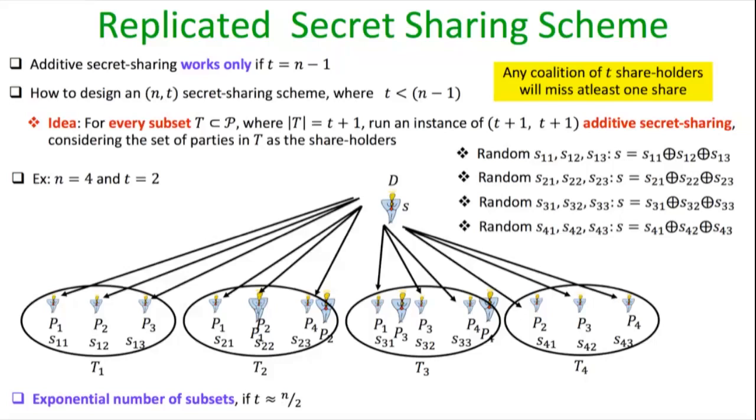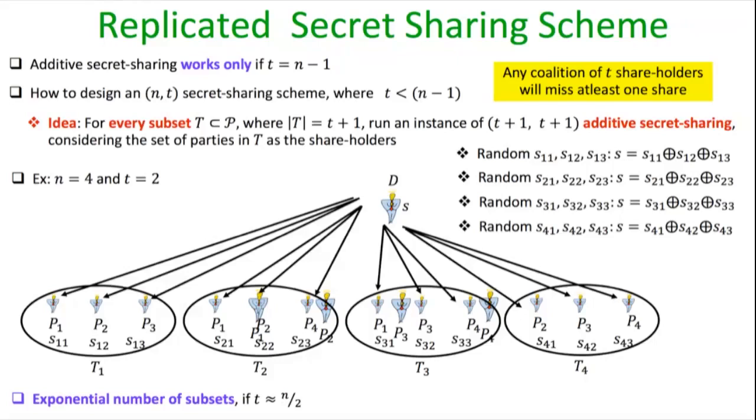So what I'm doing now here is I'm dividing the set of 4 participants into groups of size 3. So the first group has 3 participants, P1, P2, P3. The second group has participants P1, P2, P4. And the third group has the participants as P1, P3, P4. And the last group has the participants P2, P3, P4. Okay, and these are all the possible subsets of 3 participants that I can form out of these 4 participants.